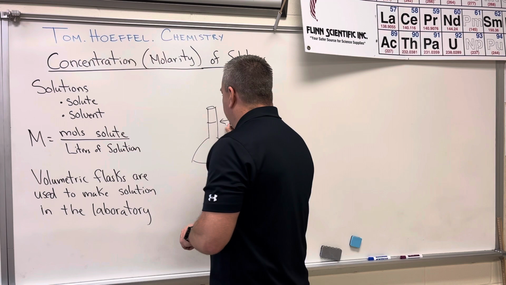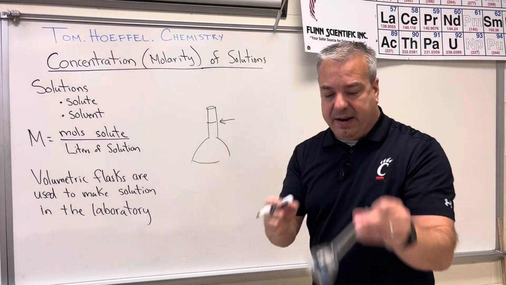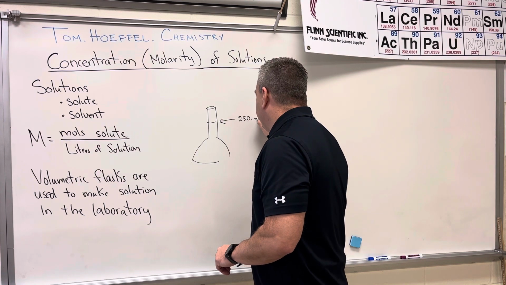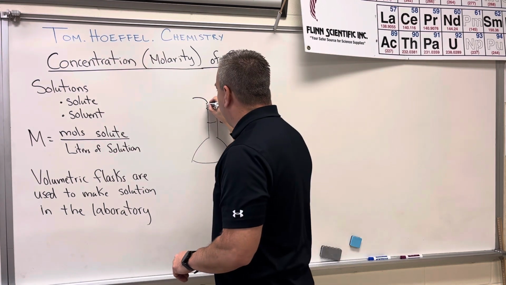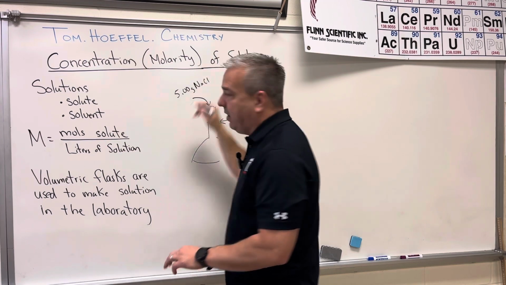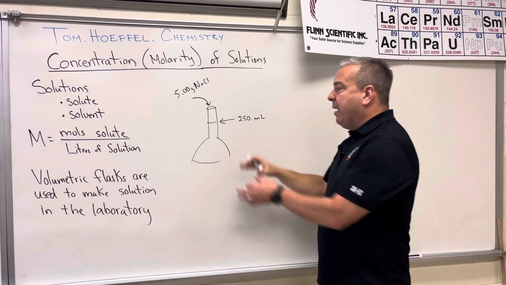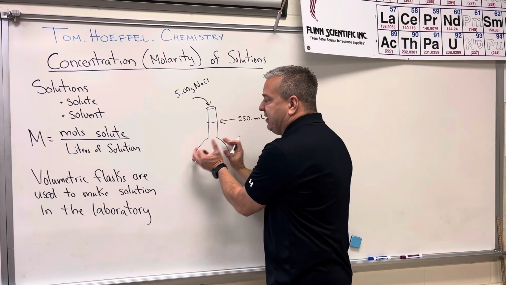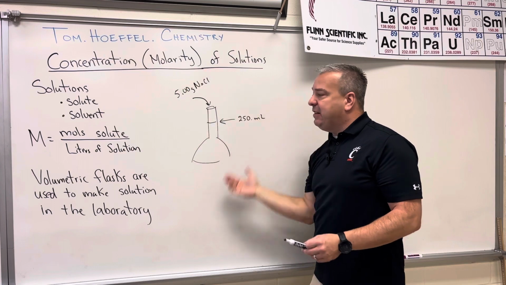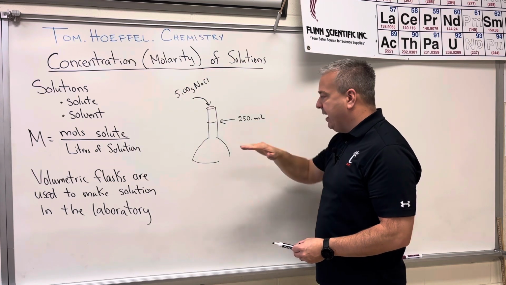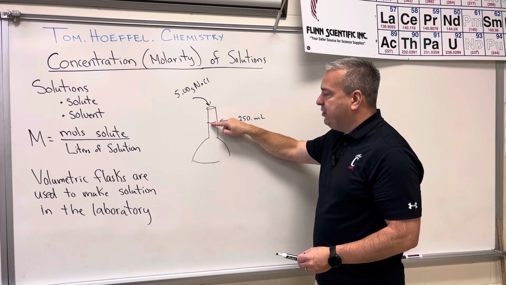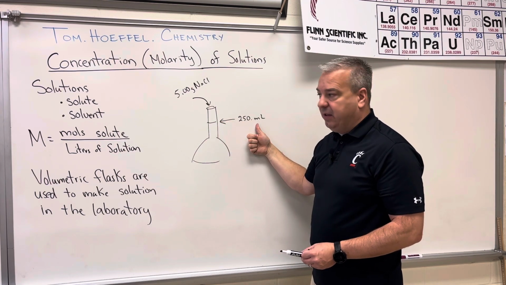And we're going to say that this volumetric flask is bigger than the one that I have here. We're going to say that it's 250 milliliters. And what we're going to do is pour in 5 grams of table salt, which is sodium chloride. And what I want to figure out is, what's the concentration, or what is the molarity of the solution if I add 5 grams of sodium chloride, dissolve it in half the amount of water, and then take it up to the calibration mark at 250 milliliters?